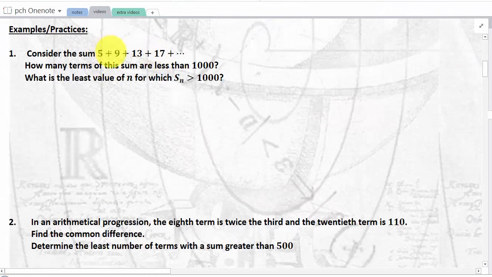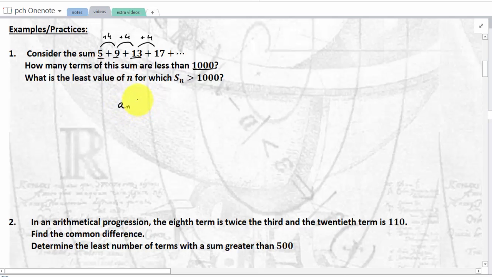Here is a sequence. If you look at it, you will find out that it's an arithmetic sequence. You add 4 to go from one term to the next. And the question is, how many terms of this sequence are less than 1,000? So the first one is less than 1,000, the second one is less than 1,000, the third one is less than 1,000. We want to know how many. So we are wondering which term goes above 1,000.